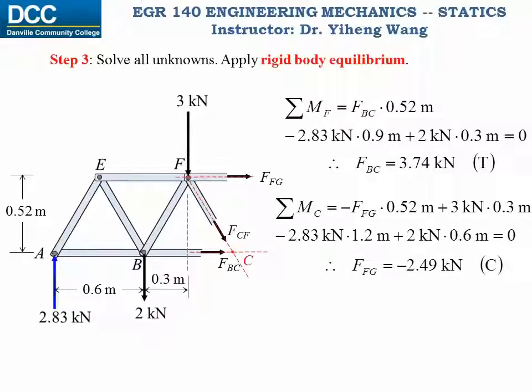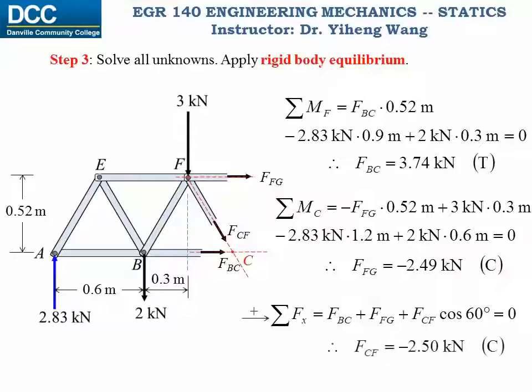Lastly, let's write 1 force equilibrium equation along the x direction, and from it we can solve for FCF. Hopefully from this example, you have learned how to apply the method of sections for your simple truss analysis.